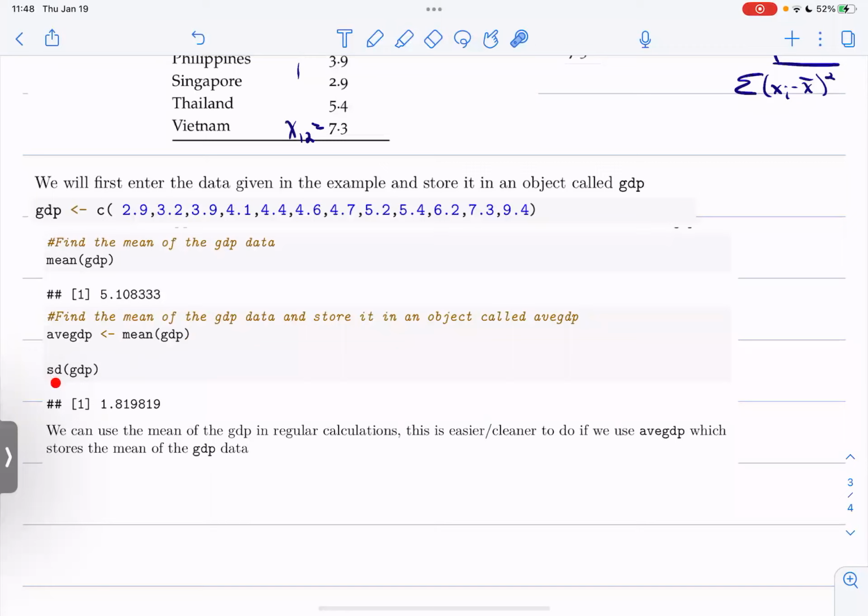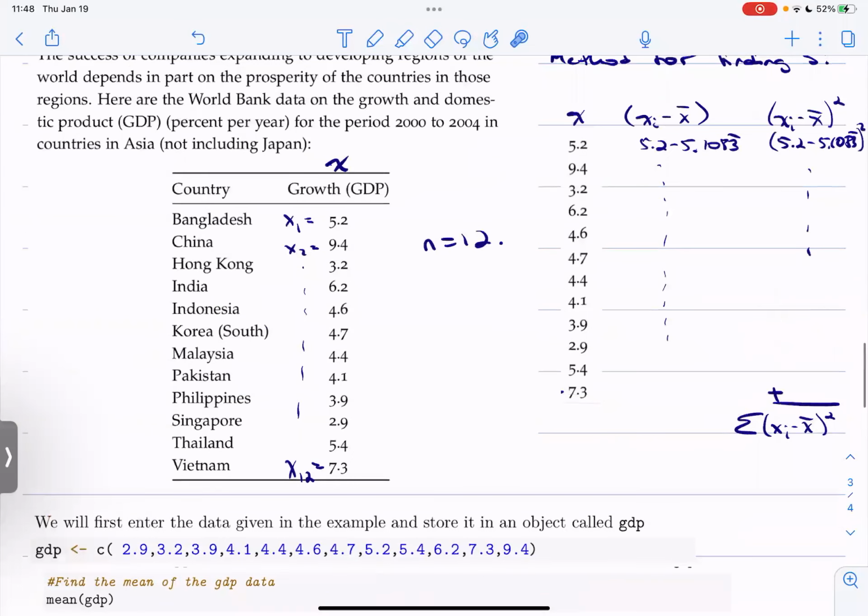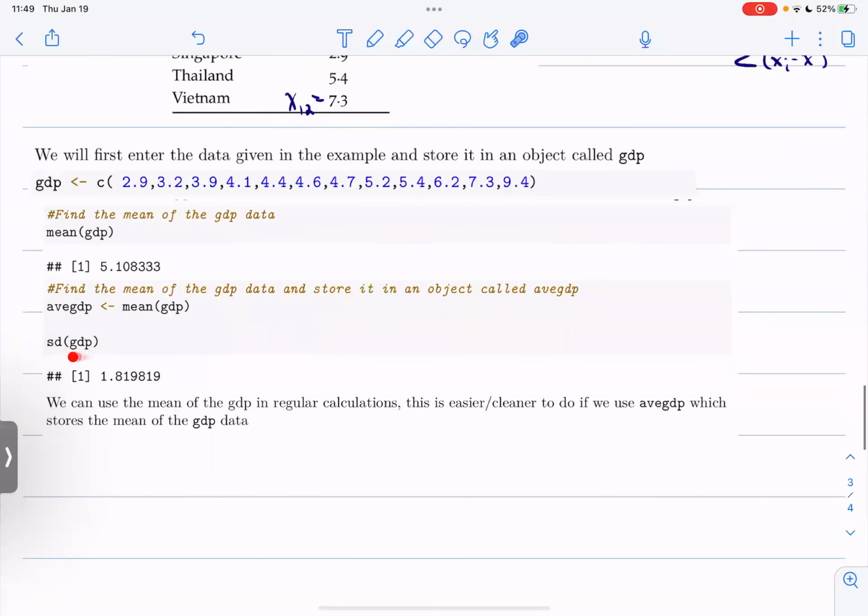And then the SD command just finds the standard deviation of the GDP. And it goes through, it uses unrounded values of the mean, whereas if we're doing it by hand, you would likely round this to some number of decimals, right? 3 decimal places, 5.108. But then you're lobbing off 3 repeating, right? And so your value is going to be just slightly off. And so however you want to find the standard deviation, in this case, it's 1.819819. You can ask it to give you more decimal places if you wanted to.